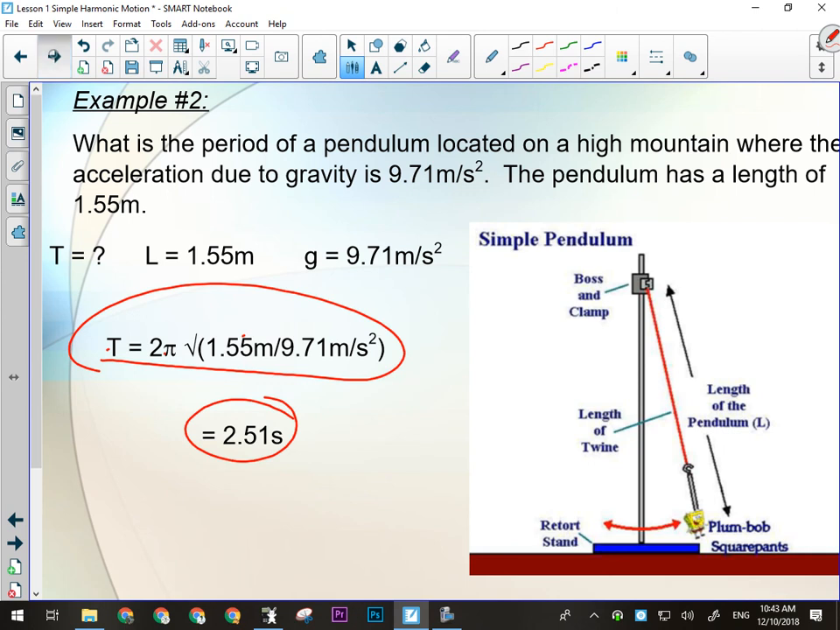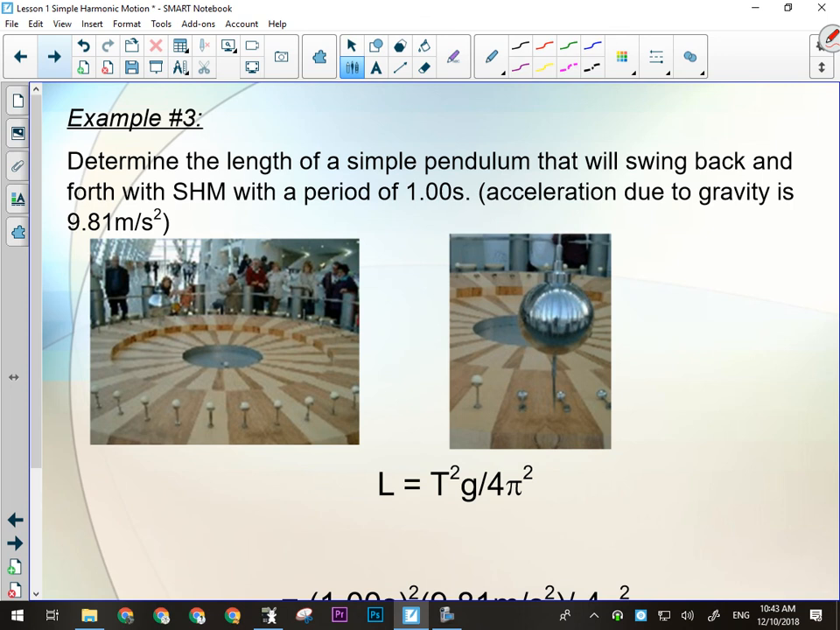Okay. All right, now let's have you guys try this example here. Determine how long a pendulum has to be so that it'll swing back and forth with a period of 1 second with normal gravitational acceleration. All right, I'll give you guys a couple minutes on that one.